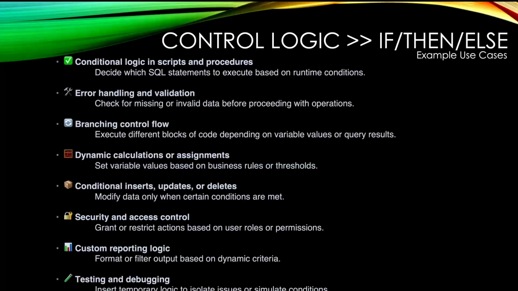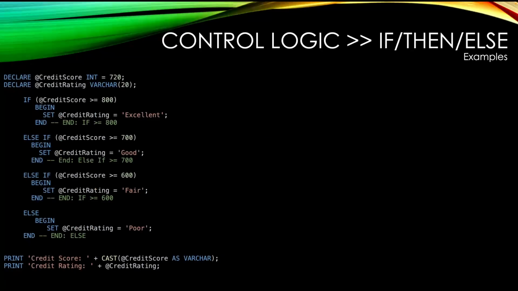You can use these for conditional logic. You can use them for error handling, right? If you know that a value should always be a positive value and you're getting a negative value, you can do an if statement to check for that and to handle it or to provide an error or to do other things, right? Branch control flow, that's kind of what we were talking about before: if it's this or that, do this or that, okay? You can help provide security, you can do other things. Here is an example of what an if, an else if, and an else statement would look like, okay?